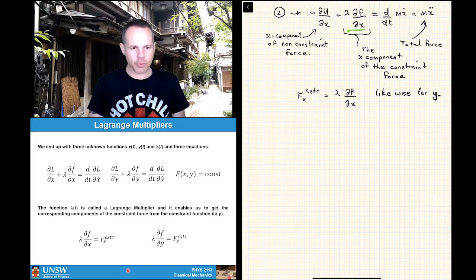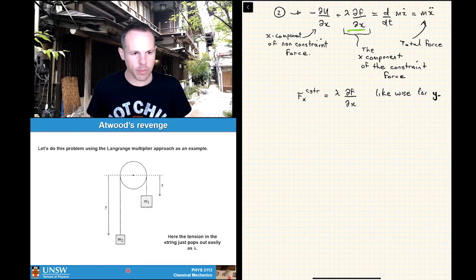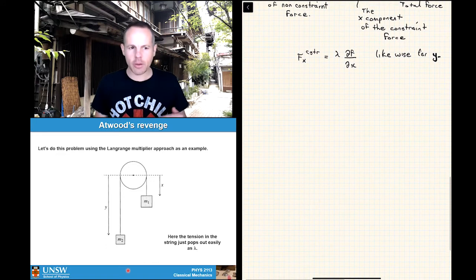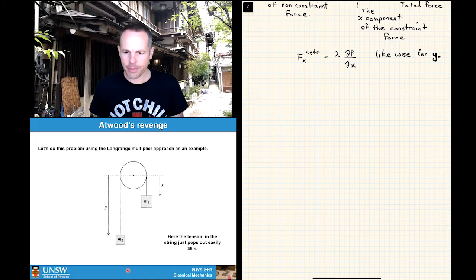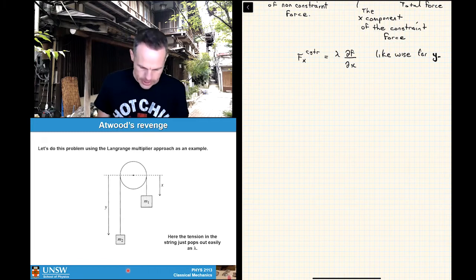Okay, so this brings me to a problem that I like to call Atwood's revenge, which is basically we go back to the Atwood's pulley problem that we did in the last lecture, but now we're going to do it with a Lagrange multiplier approach and demonstrate that the tension in the string pops out of what we have here.